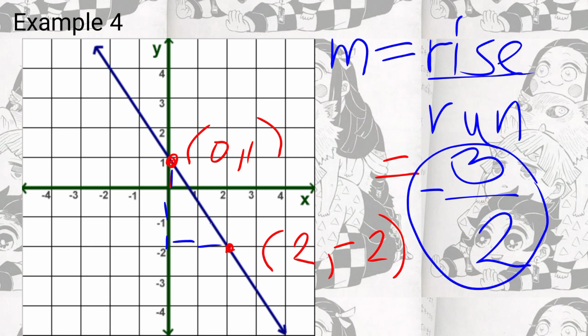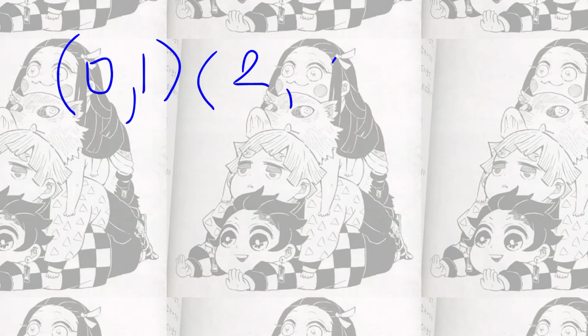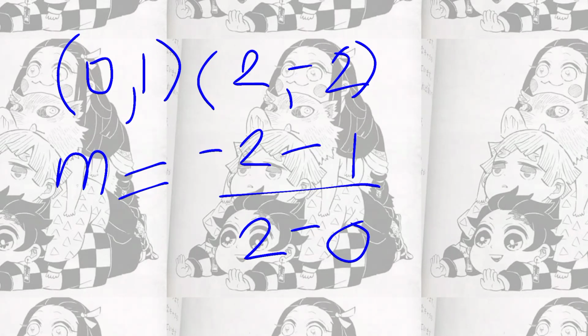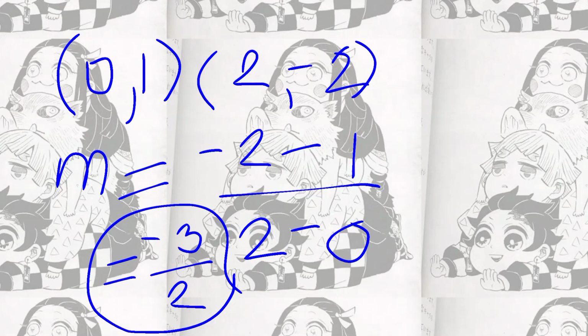Ngayon, i-check ulit natin sa pamamagitan ng slope formula. So, nag-start tayo sa y-intercept na (0, 1) at ano nga yung isang point? (Positive 2, negative 2). Okay? I-substitute ko na sa mismong slope formula. So, negative 2 minus 1 over 2 minus 0. So, meron kang negative 3 over 2. Ang slope mo ay negative 3 over 2.